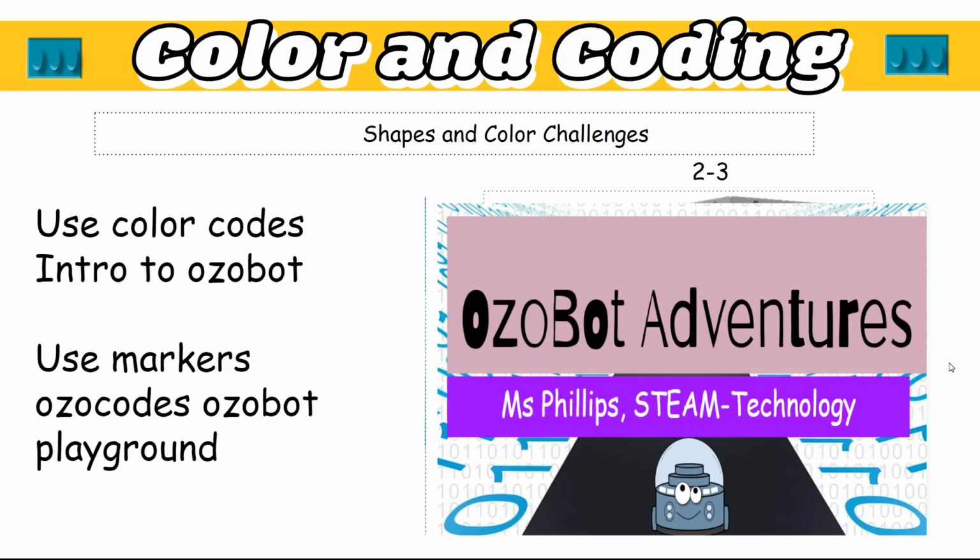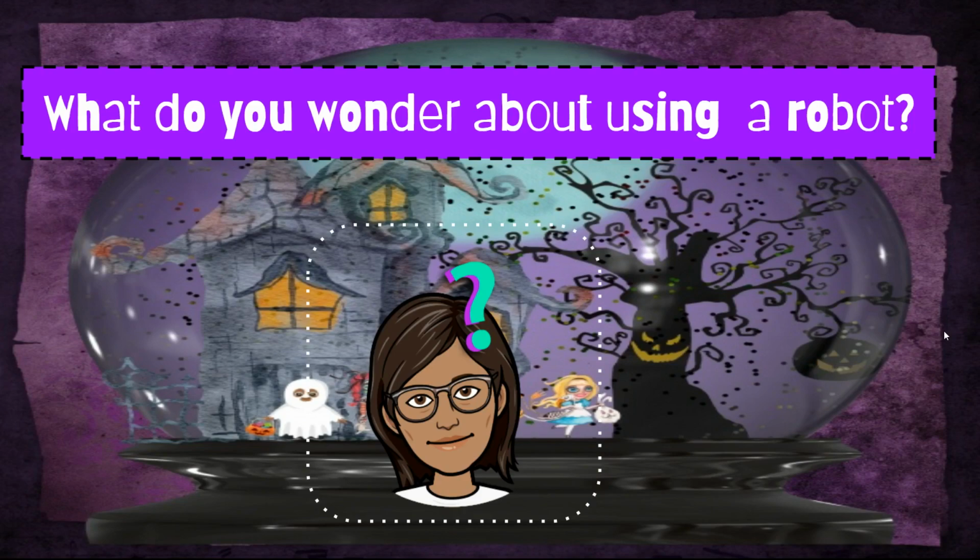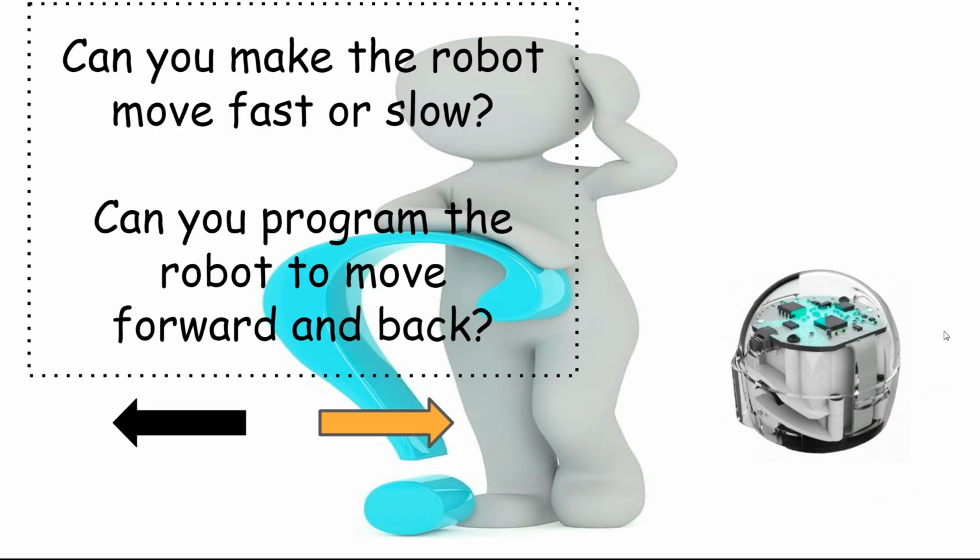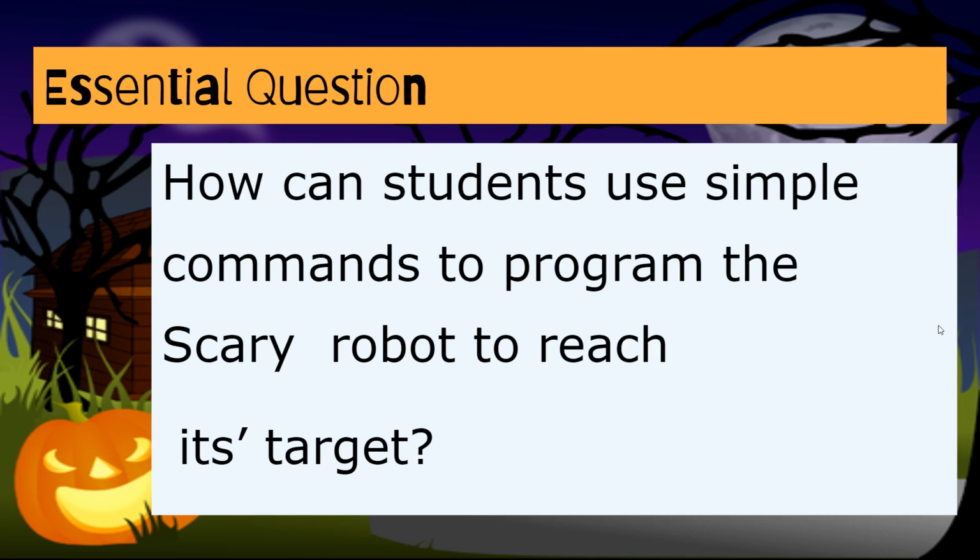Next, the lessons we have are called Color and Coding, Shapes and Color Challenges. This is used for grades 2 and 3. The robot we use is called Ozobot. What do you wonder about using a robot? Can you make the robot move fast or slow? Can you program the robot to move forward and back? These are questions that I like to ask the students before we get a chance to use this robot. Our essential question is, how can students use simple commands to program the scary robot to reach its target?